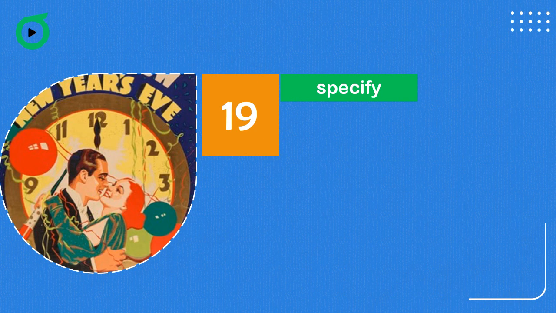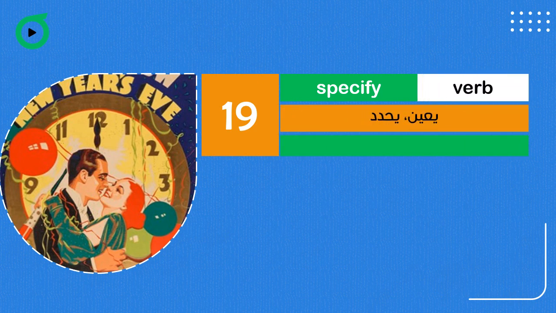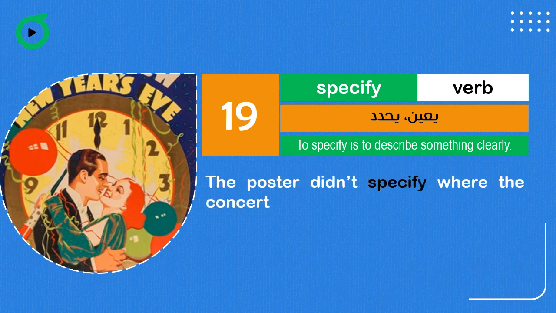Specify. To specify is to describe something clearly. The poster didn't specify where the concert was taking place.